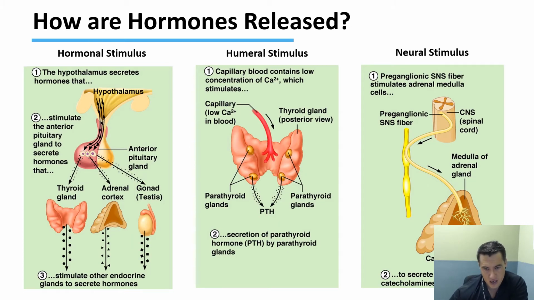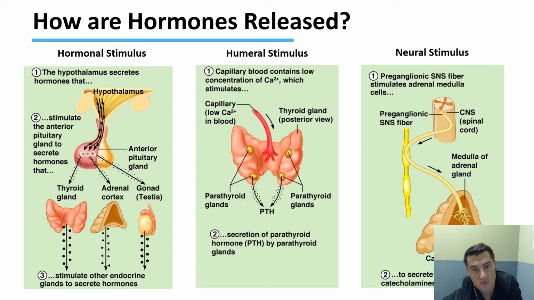Here's an example in terms of diagram of both. Hormonal stimulus, where the hypothalamus has released hormones that then trigger the anterior pituitary gland to secrete hormones that trigger the thyroid gland or the adrenal gland cortex, or reproductive organs. Humoral stimulus, so we've got a change in the concentration of calcium within the blood, and that triggers our parathyroid glands to release parathyroid hormone, which helps regulate blood calcium levels by either breaking down or building up bone material.